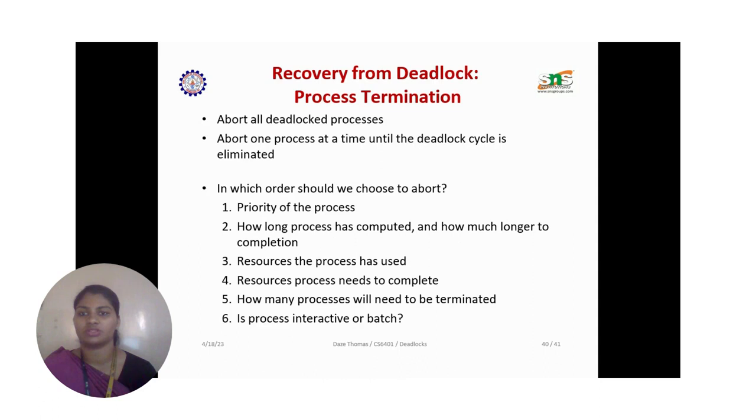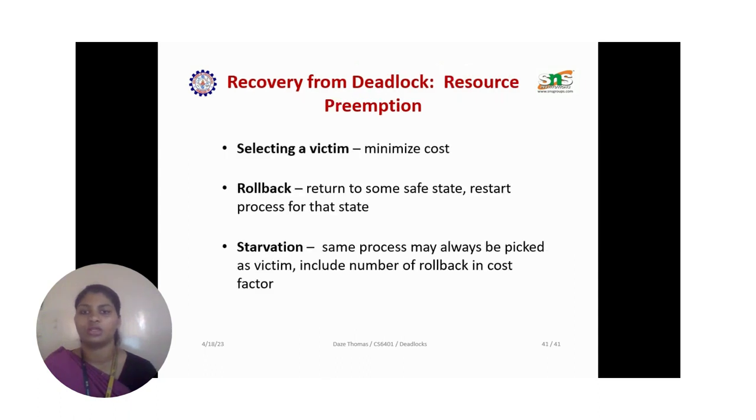Recovery from deadlock, that is, process termination. Abort all deadlocked processes, or abort one process at a time until the deadlock cycle is eliminated. In which order should we choose to abort? First is the priority of the process, second is how long the process has computed, third is the resources the process has used, then the resources the process needs to complete, how many processes will need to be terminated, and whether the process is interactive or batch. All these conditions have to be checked in order to choose which to abort.